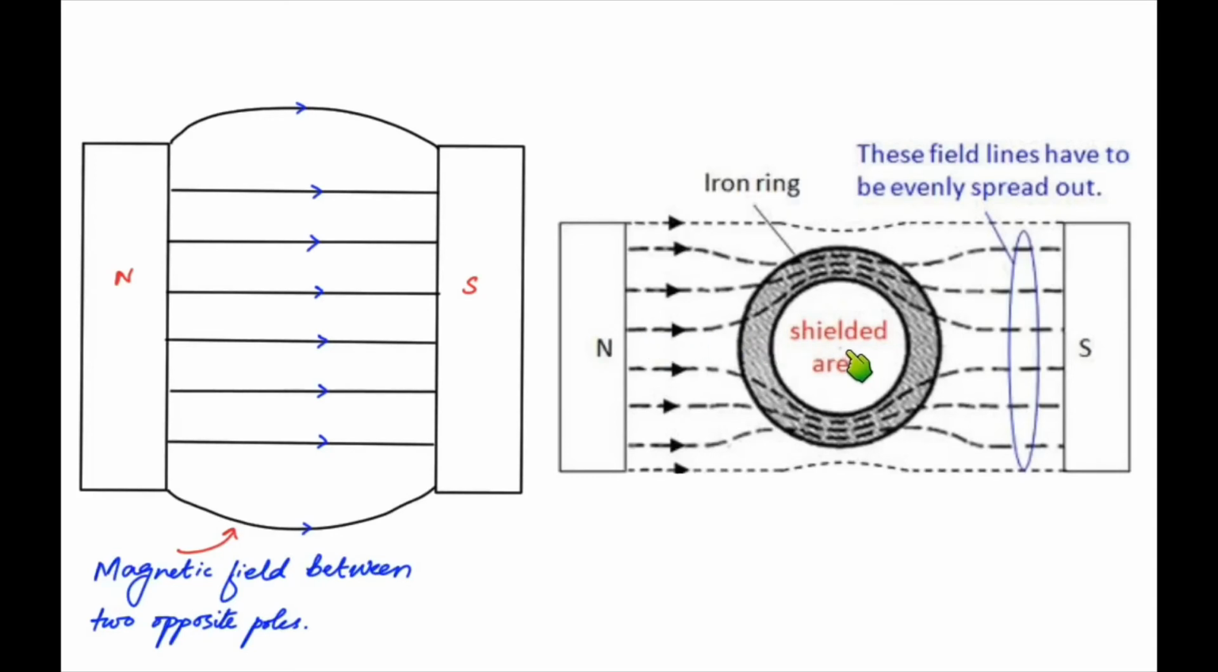And this is what iron does in magnetic screening. It protects the magnet of the system from the external magnetic field lines, and this helps the magnet perform its function normally.